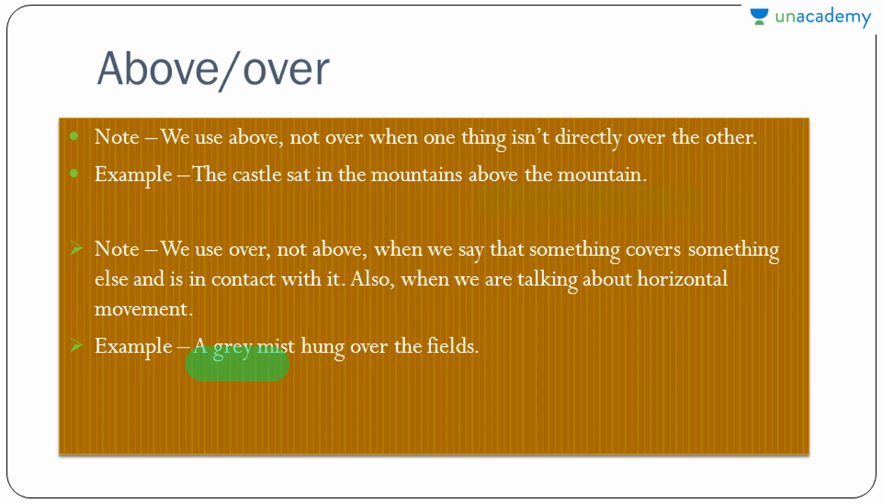"A grey mist hung over the field." So the mist was actually in contact, it hung very low, and that is why we are using over. If the mist had risen up by noon, in that case we are not going to use over. In that case we are going to use above. So that is the difference.